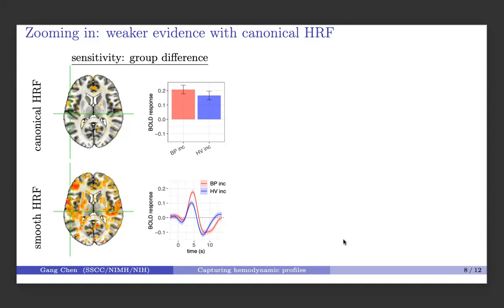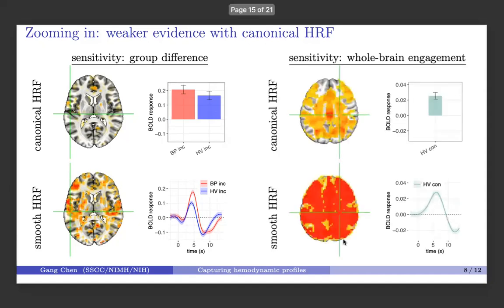So now you can see the two curves are much more different than just comparing two numbers. So in this case, the sensitivity is much improved, right? Now let's look at the second scenario. In this case, we're looking at one group, the healthy group, under the congruent condition. This is just one condition for one group.